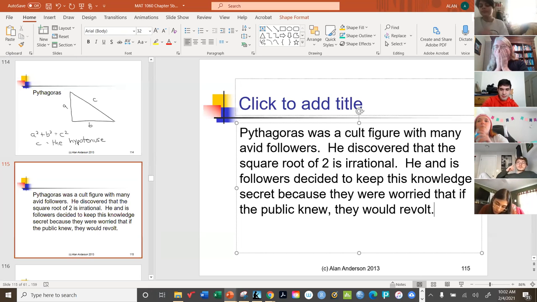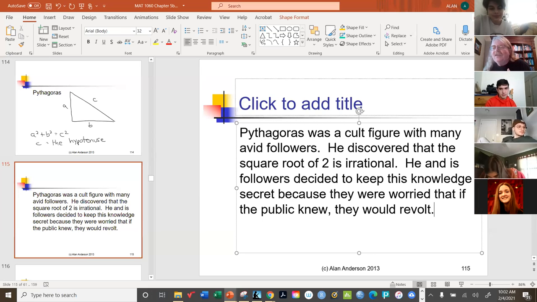And so that's how important math was at this point in time. Imagine people being so concerned about math. Imagine the headline of the New York Times being something about the square root of 2. You think that would ever happen?